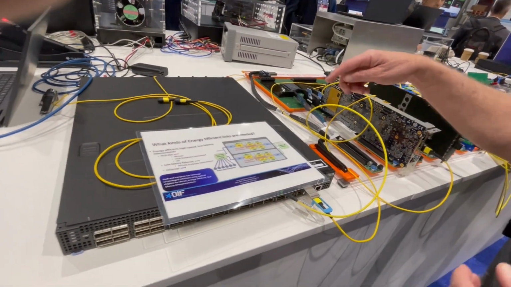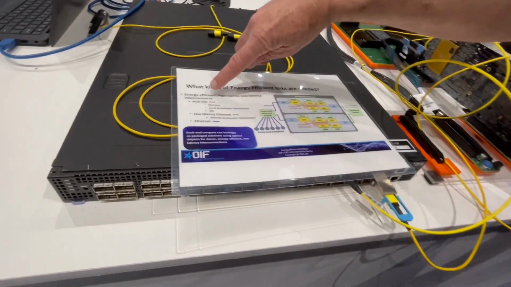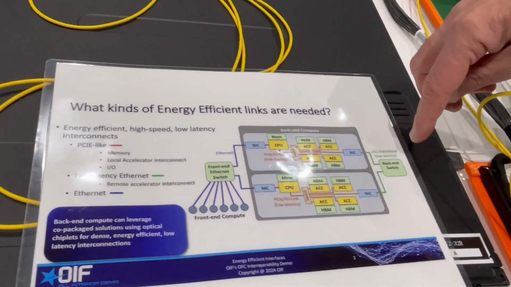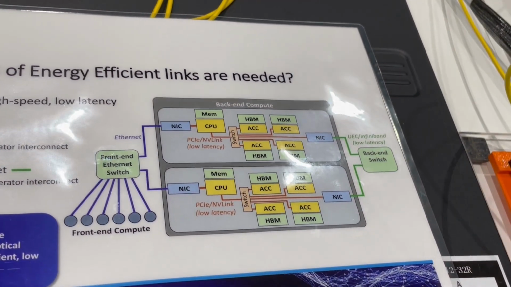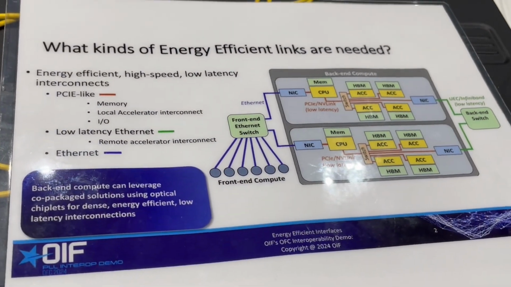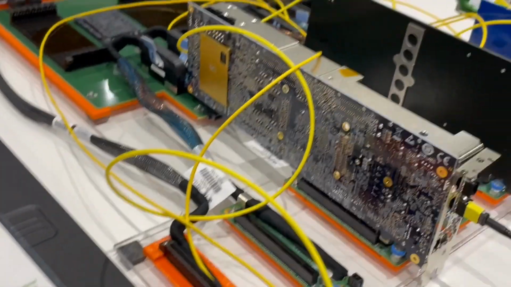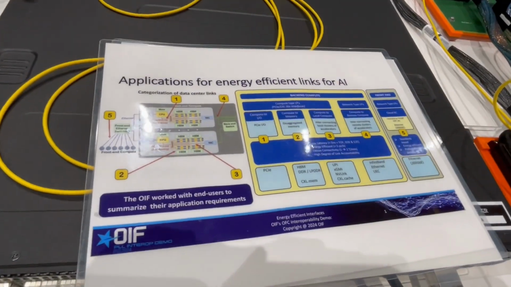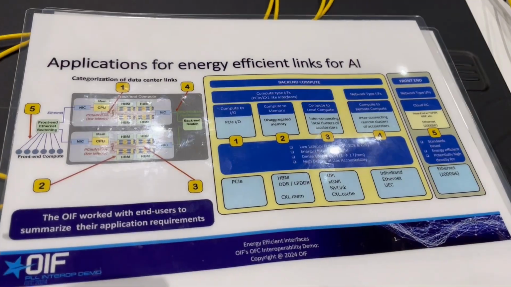Okay. And you'll see there's the orange links in here, which are PCIe-like type links. There's also a green link, which is low latency Ethernet, low power Ethernet, and then there's the standard front-end links here, which are in blue. Okay. And then if I grab this one here, this diagram then goes in and shows how these different links come in.